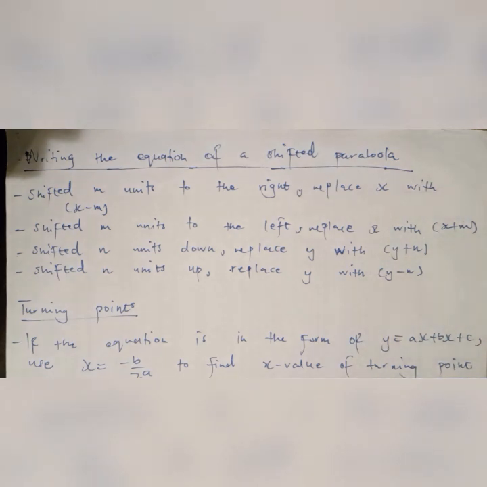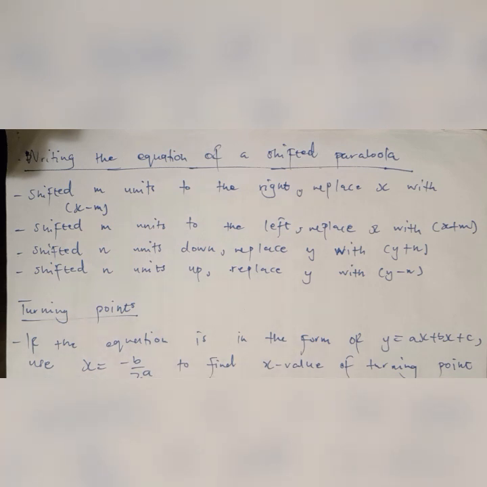Let's move on to the next part. Okay, so now we've moved on. We're on writing the equation of a shifted parabola. When your parabola is shifted m units to the right, we replace x with x minus m. So wherever there's an x in the equation of your parabola, you replace it with x minus m, m being the units that they tell you. For example, if they shifted 4 units to the right, you replace m with 4. You get the idea? I hope we're on the same page.